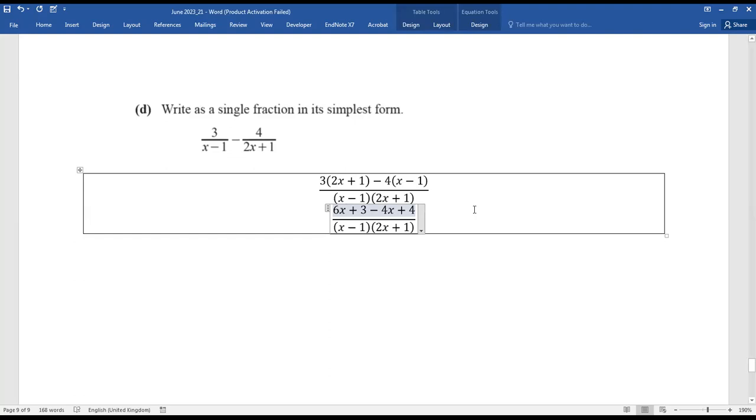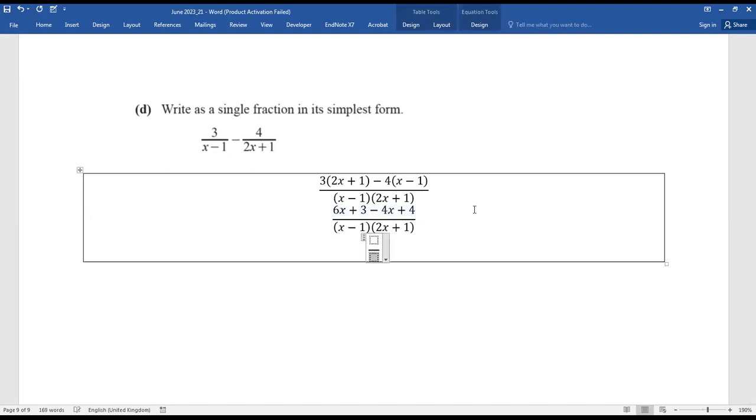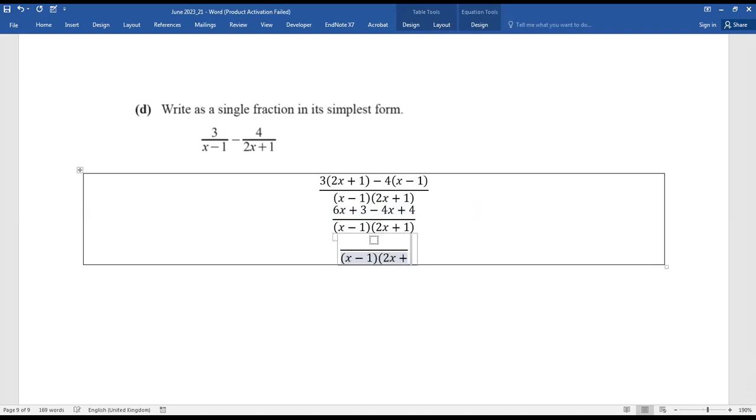So you do not need to expand the bracket. If you have done it, there is nothing wrong about it, but make sure you do not end up making an error. So 2x plus 7.